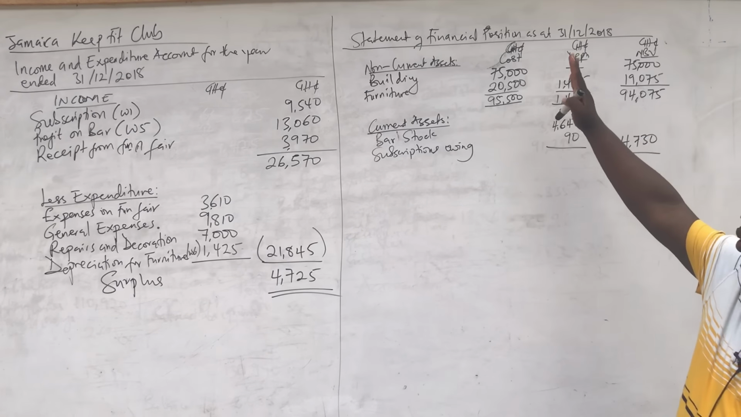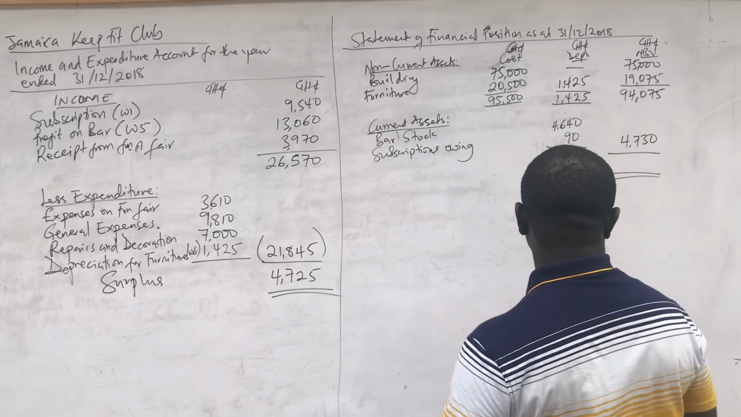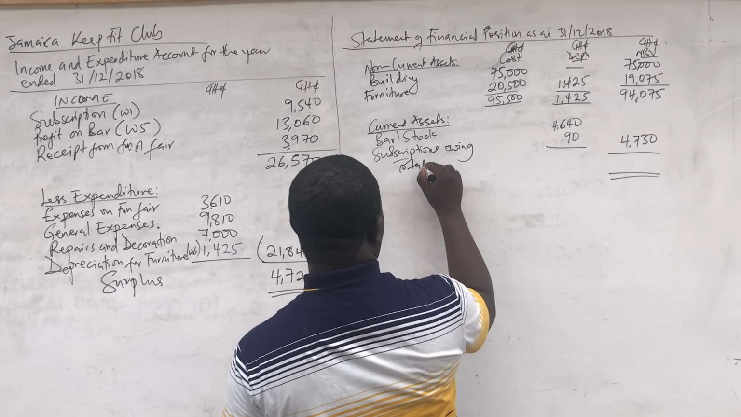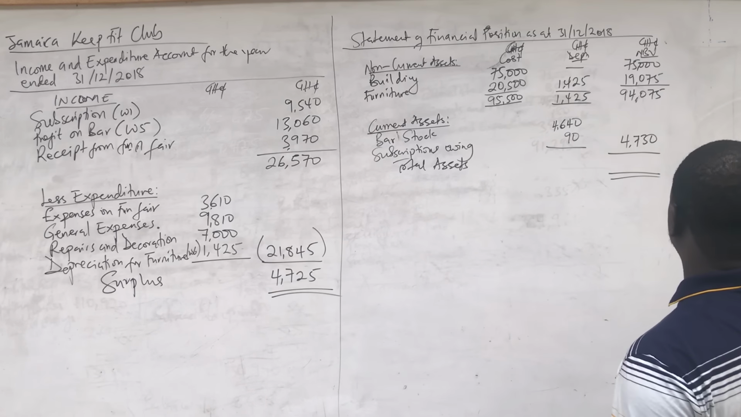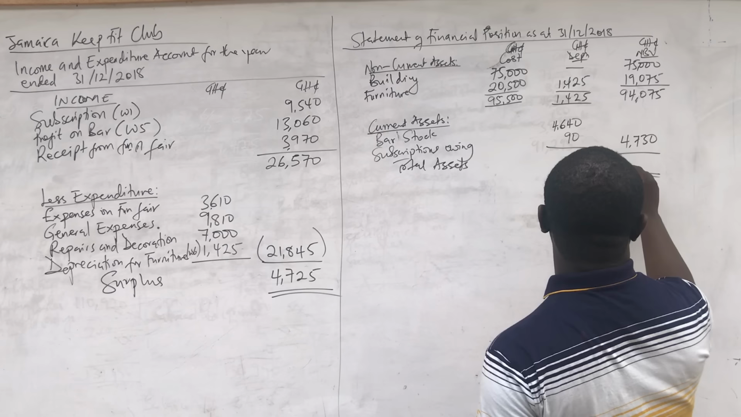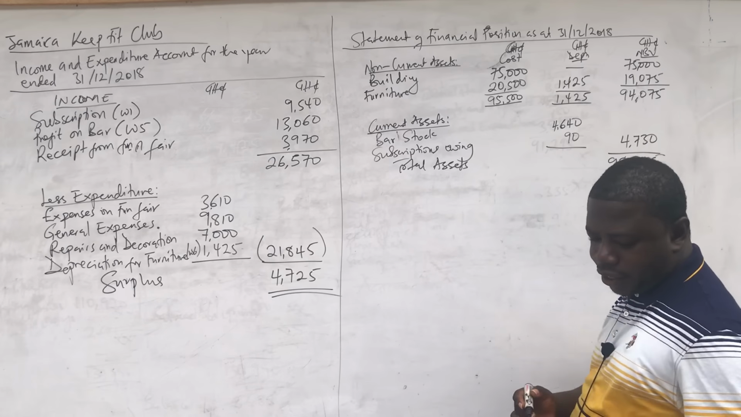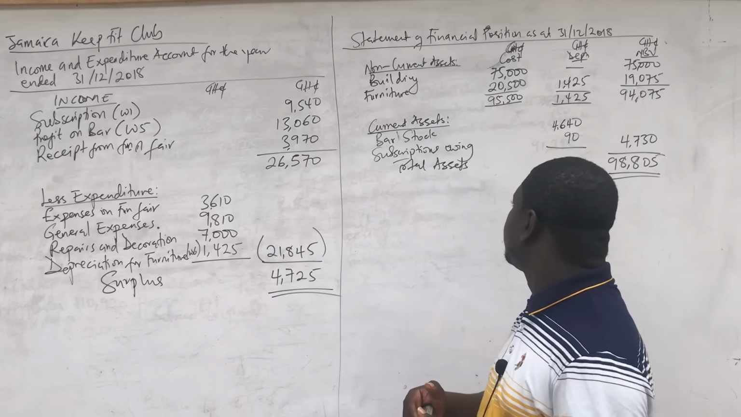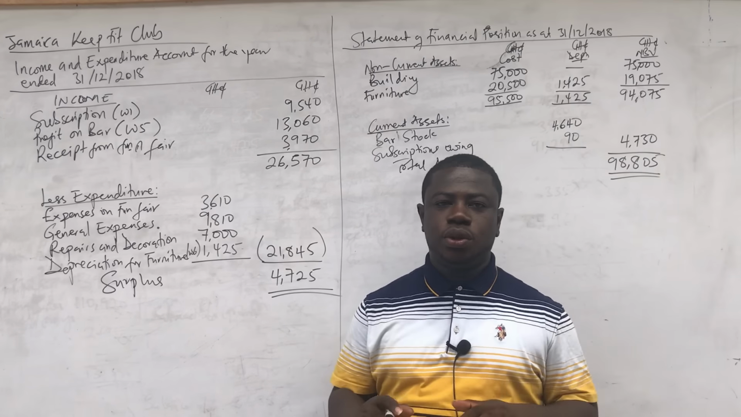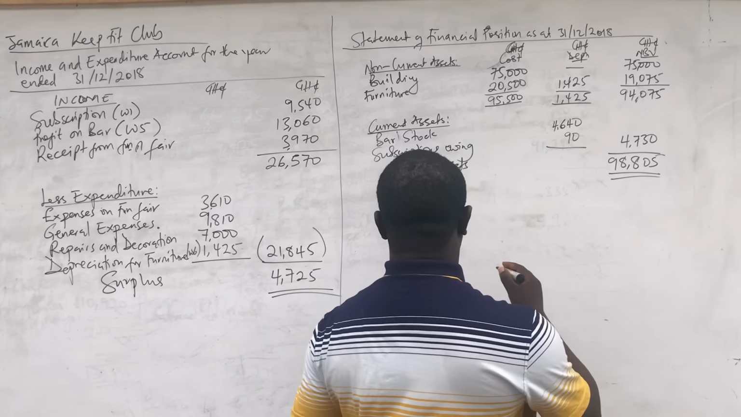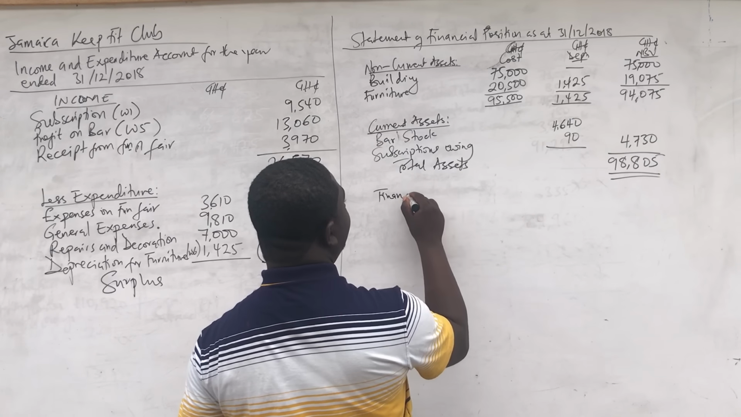I'm going by the total asset way. So I'm going to find your total asset, and then we'll look at the equity and liabilities as well. So when we add the non-current asset to the current asset, we are going to have a total asset of 98,805, if I'm right. Yes. So we are going to have 98,805 for the total assets. And then we'll come to the equity and liabilities portion. So we'll say financed by.